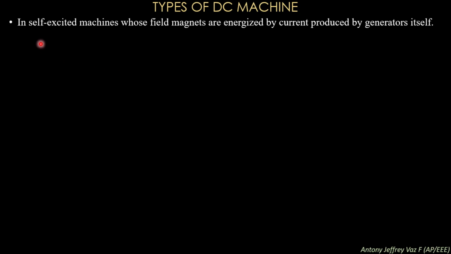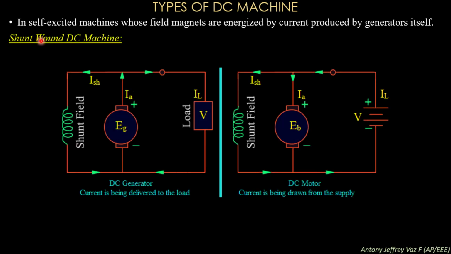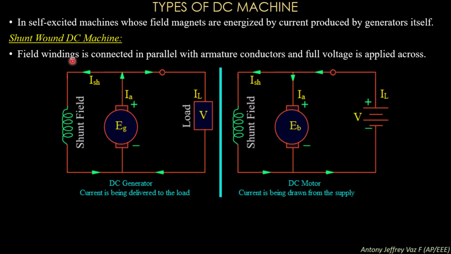Next we are going to see shunt wound DC machines. Here in the shunt wound DC machine, the field winding is connected in parallel with the armature conductor, and full voltage is applied across the field winding. Here this is the armature and this is the field winding. Both the armature and the field winding are connected in parallel, and this parallel combination is connected to the load.